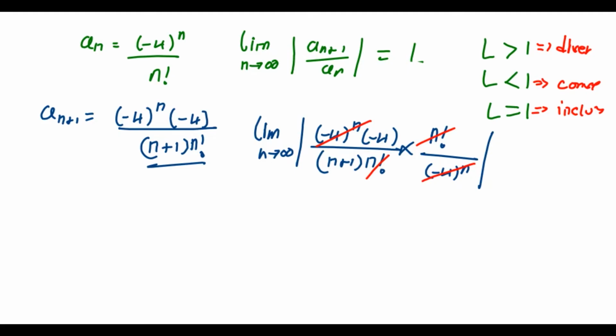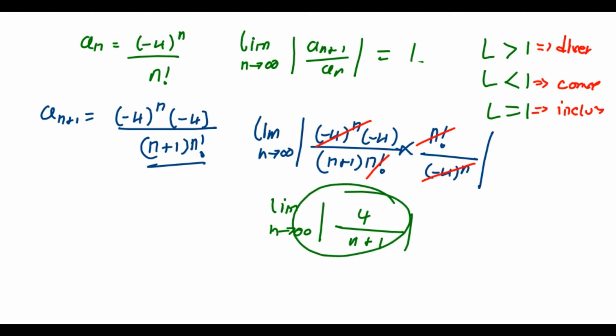What I remain with is something, of course, very convenient to work with. It's the limit as n approaches infinity. On the top I can just write this as a 4 because it's an absolute value anyway. So that's going to be 4 divided by n plus 1. Okay, so now what remains is for me to evaluate this. Here is how you can make a mistake sometimes. If you come here and just substitute infinity, you're going to get 4 over infinity plus 1, which is going to give you a 0.